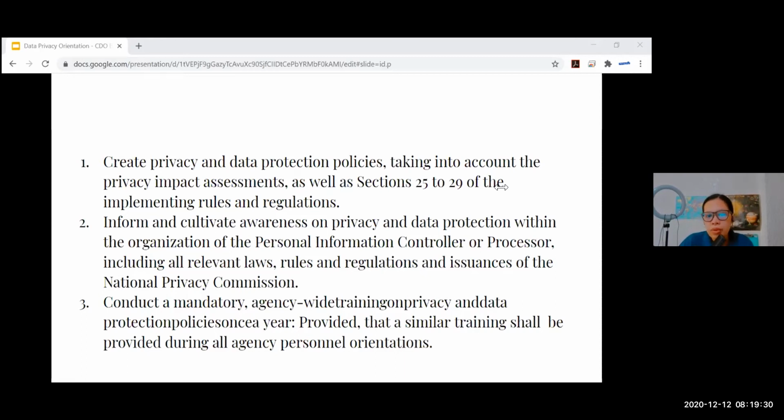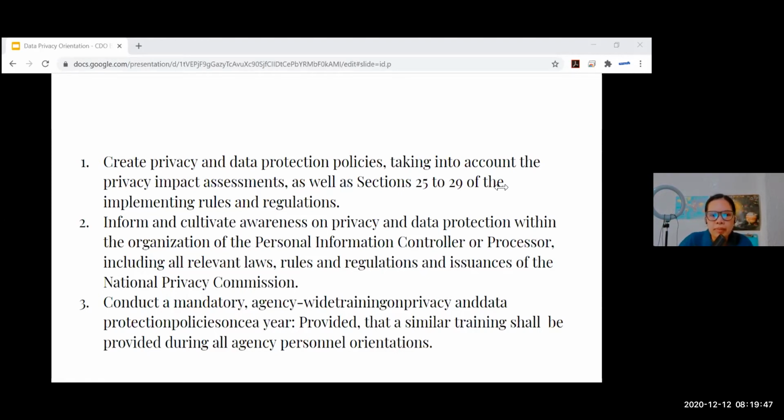And another is to conduct a mandatory agency-wide training on privacy and data protection policies, probably once a year, provided that a similar training shall be provided to all of your personnel orientations.